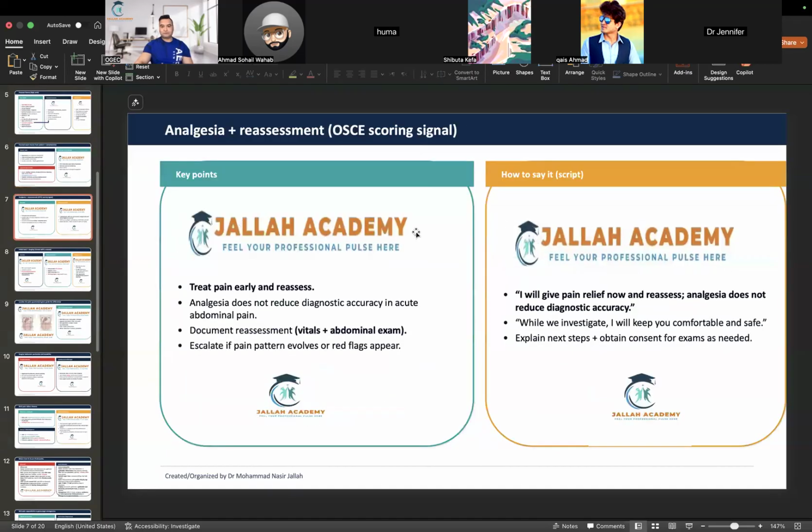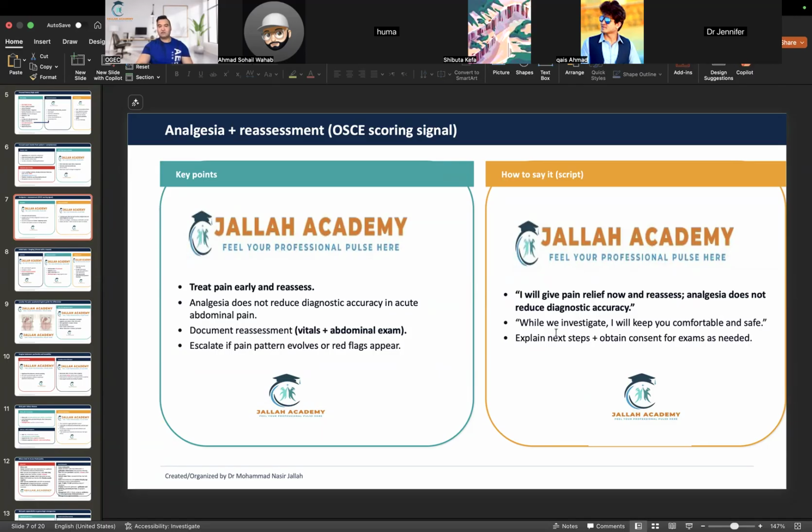All right. So analgesia, I think we did talk about this enough that we cannot ignore it. If the patient is in pain, you need to give him the painkiller. I will give painkiller relief now and reassess. Analgesia does not reduce diagnostic accuracy.